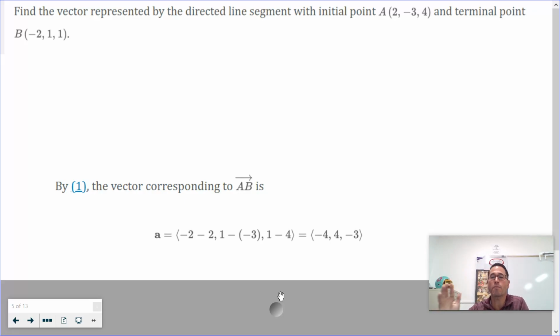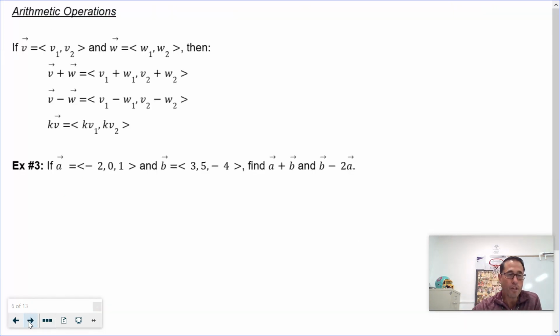And remember, that's just the terminal minus the initial for each one of those components. Okay, thus called component form. All right, we have some arithmetic operations for vectors. They're all right there. I think they're pretty common sense. You either add them by adding each component with each other, or you subtract the components of each other, or if you have a scalar, you can distribute that scalar within.